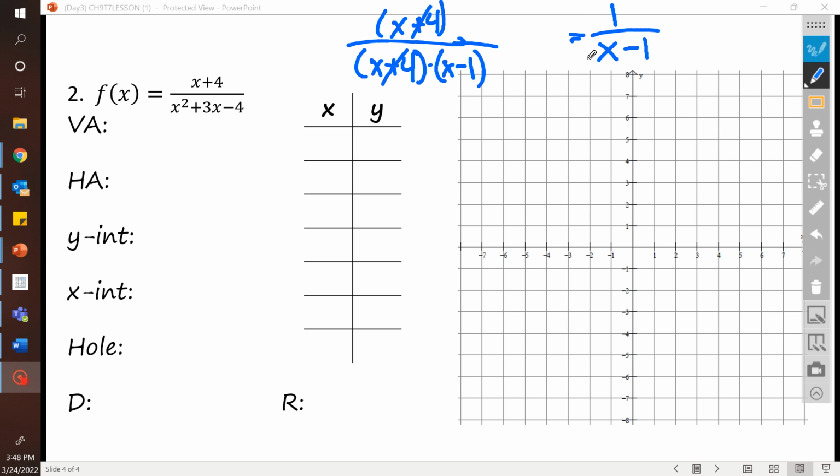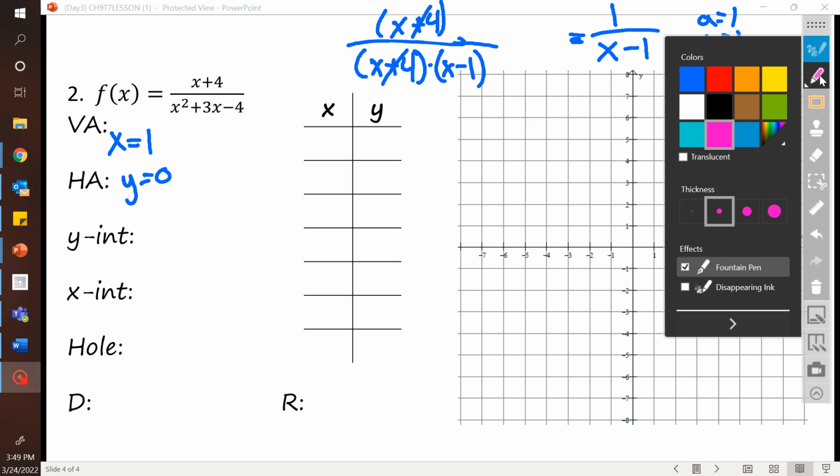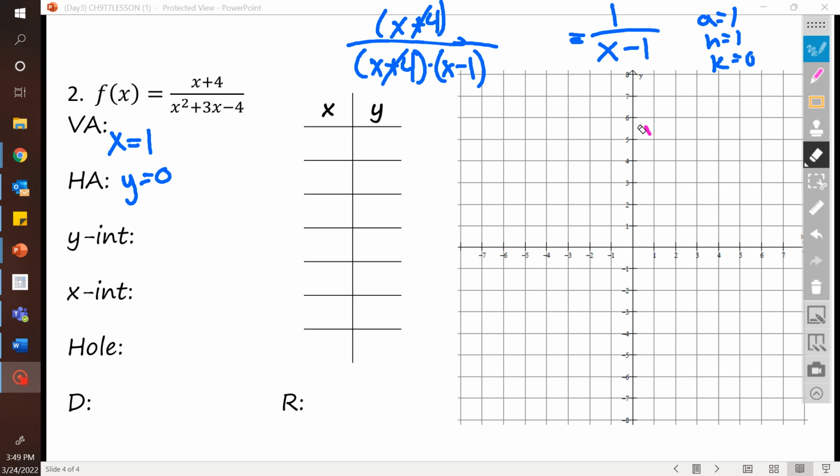These two look exactly the same. The only difference is this one is going to have a hole at -4. So our a value is 1, h value is 1, k value is 0. Vertical asymptote, x equals h, so x equals 1. Horizontal asymptote, y equals k, so y equals 0. I'm going to go ahead and put those on my graph. So an asymptote at 1, and 0.